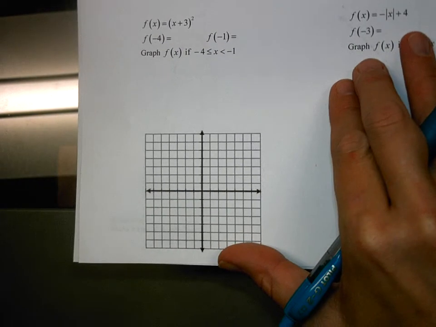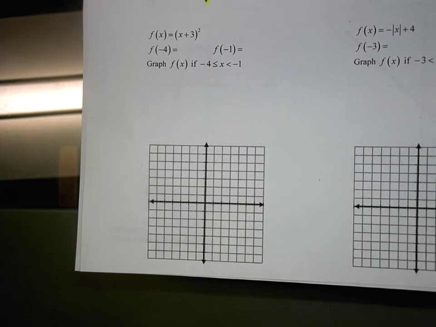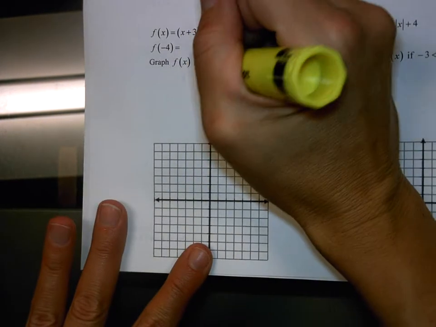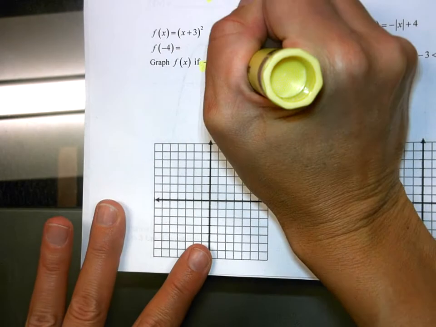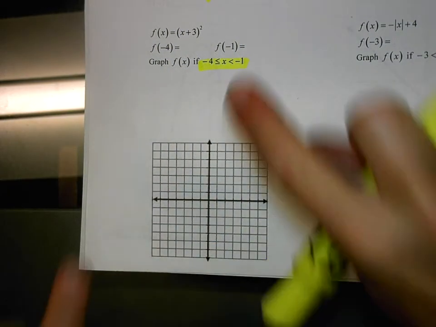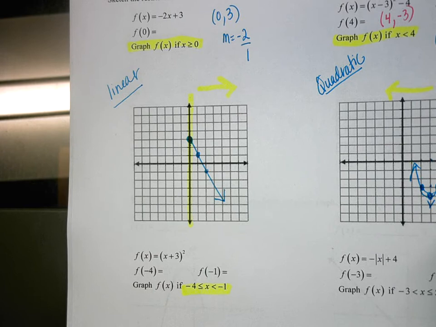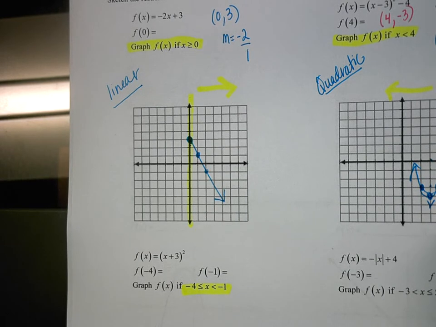So on this one, it's a little bit different because the restriction is from negative 4 to negative 1. So this means, yes? Yes, thank you. So let's go back and do the domain and range.